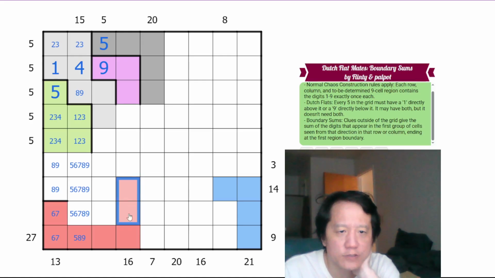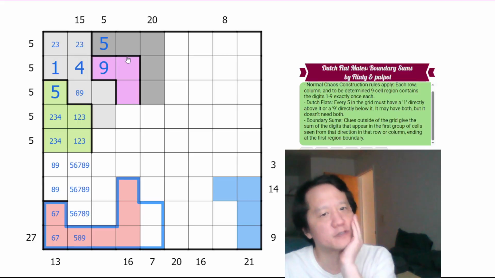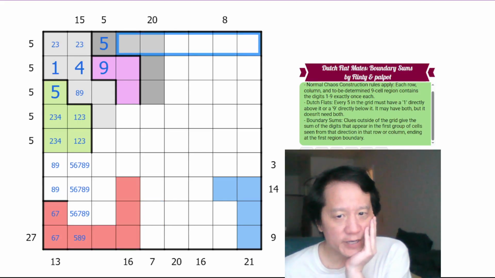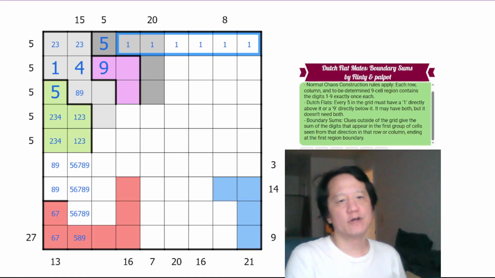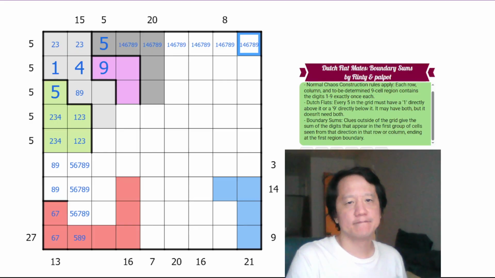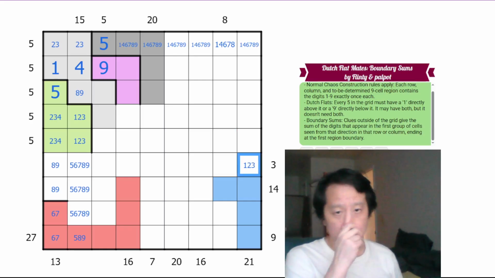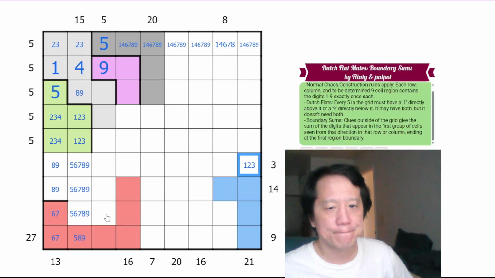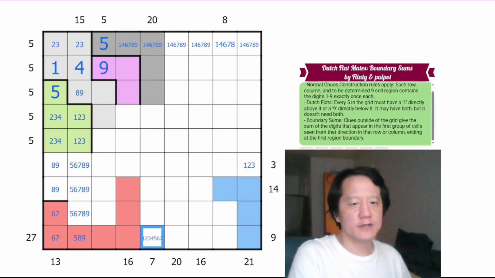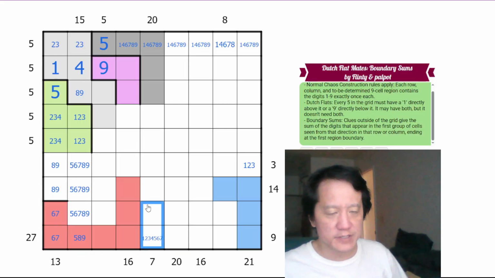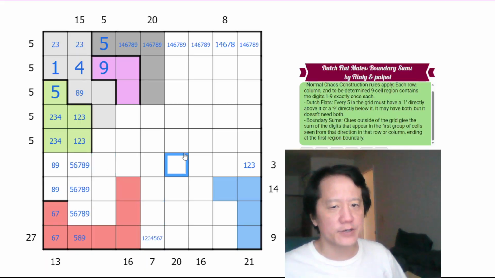Okay, so we have 1, 2, 3, 4, 5, 6, 7. You could have 8 and 9 there. That is possible. Remaining digits in row 1, we have 1, 4, 6, 7, 8, 9. This can't be 9, though, because it's a sum of 8. This is 1, 2, or 3 here, to add up to 3. This is 1 through 7, because it adds up to 7 until the first boundary.